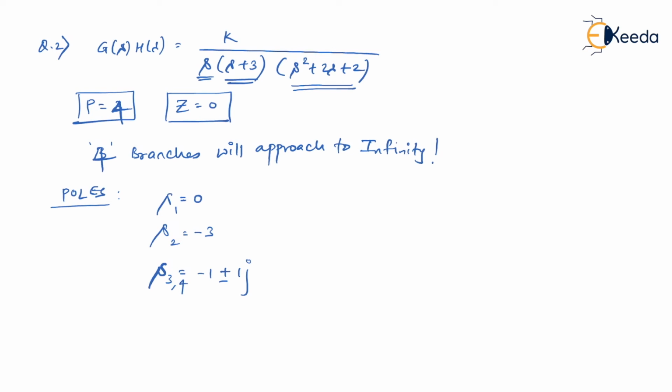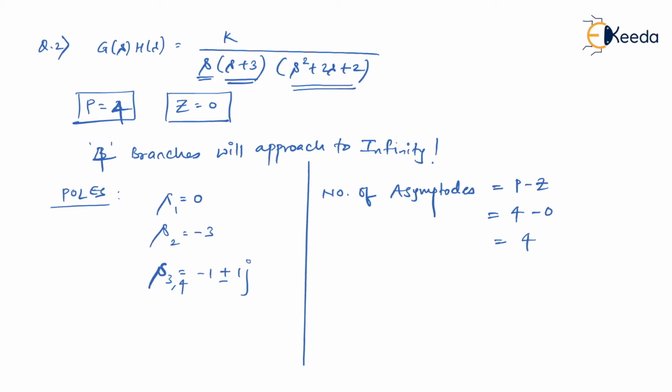There are 4 branches which will approach infinity, meaning that you will require 4 asymptote angles this time. That is, q will be varied from 0, 1, 2, 3 this time. And of course, you require a centroid also. So first of all, let me write over here: the number of asymptotes is always P minus Z. Poles are 4, there are no zeros, so the number of asymptotes that you require is 4.